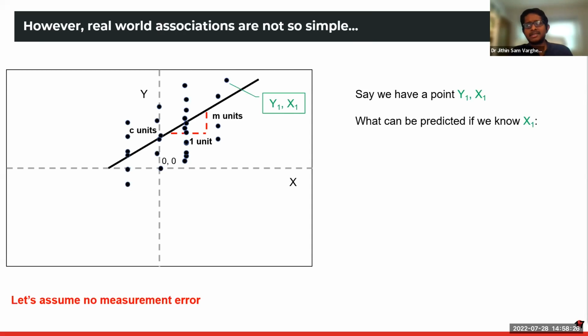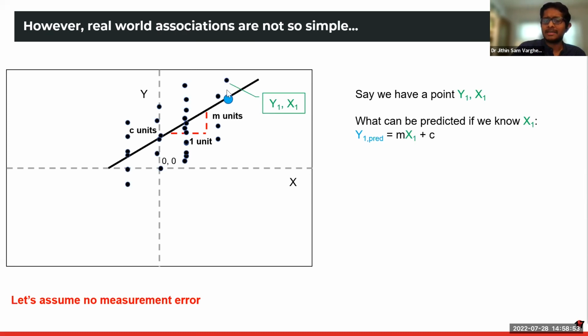However, real-world associations are not so simple, right? We have a lot of noise around this line. So let's say we have a point x1, y1. If we know x1, then if we just plug x1 into the equation y equals mx plus c, we can get an approximation of what y is. And that y, let's say that is that blue point, we get as mx1 plus c. And that is this point on the line here.